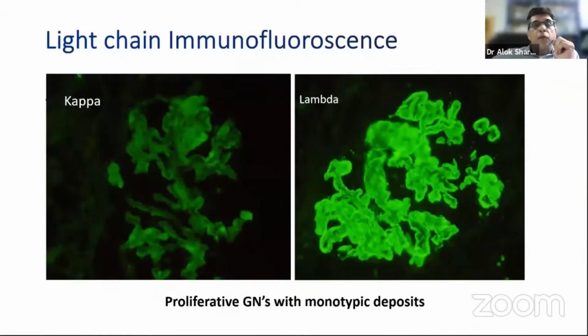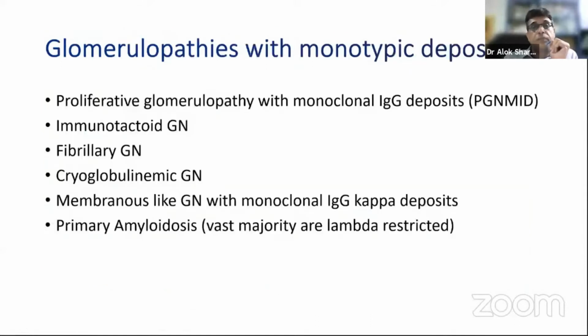Now, of course, we do kappa and lambda. So a very important component of the whole diagnostic algorithm. And a very important application of this is in diagnosing the proliferative GN with monotypic deposits. So here you see lambda restricted proliferative GN. You have no staining for kappa and very intense 3+ staining for lambda.